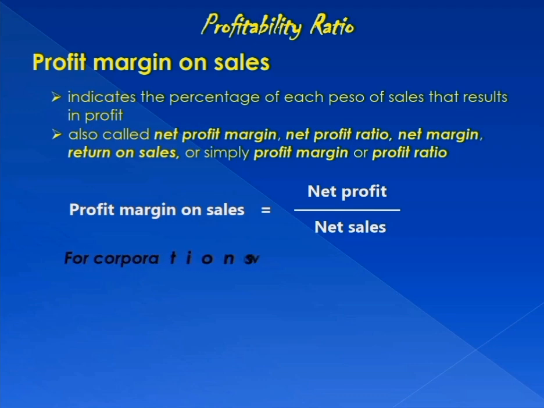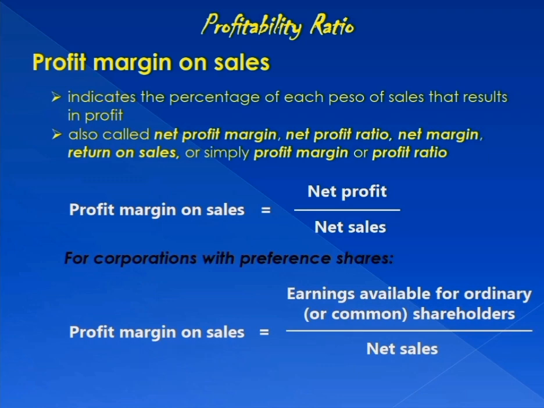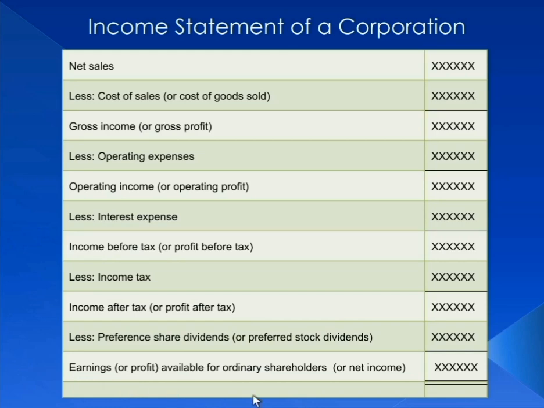For corporations with preference shares or preferred stock, instead of the net profit after deducting income tax, the numerator is the earnings or profit available for ordinary or common shareholders, which is actually the net profit after deducting the preference share dividends. For such corporations, these earnings available for ordinary or common shareholders is the bottom line in the income statement.